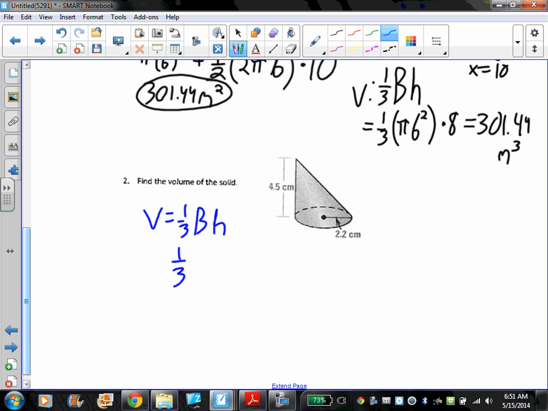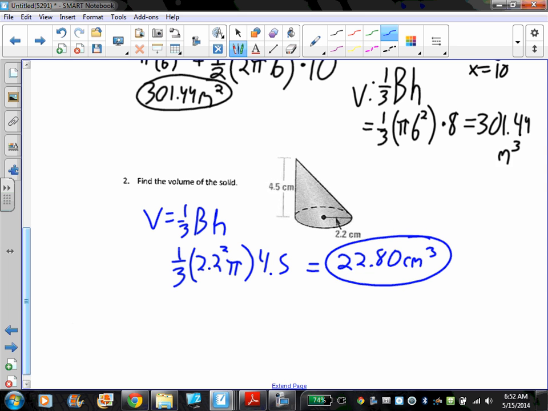So that'll be 1/3 times 2.2 squared times pi. And then the height is 4.5. So again, we'll do 1 divided by 3, get our 0.3 repeating, then do 2.2 squared times 3.14 times 4.5. And we find out that the volume is about 22.80 centimeters cubed. So that one was pretty simple. You just have to realize that this here is the height. Remember, the height is going straight down from the top, making a right angle.